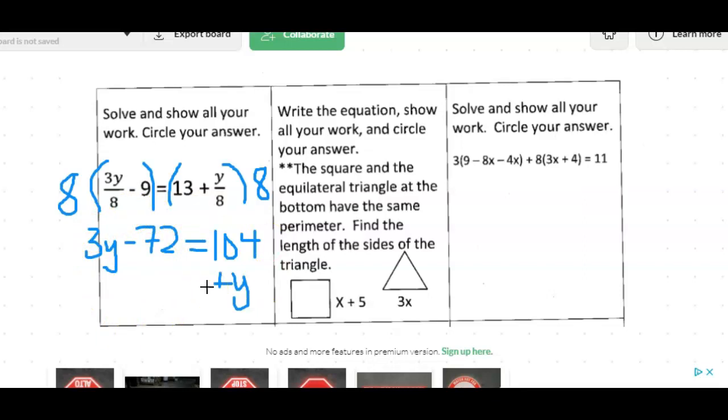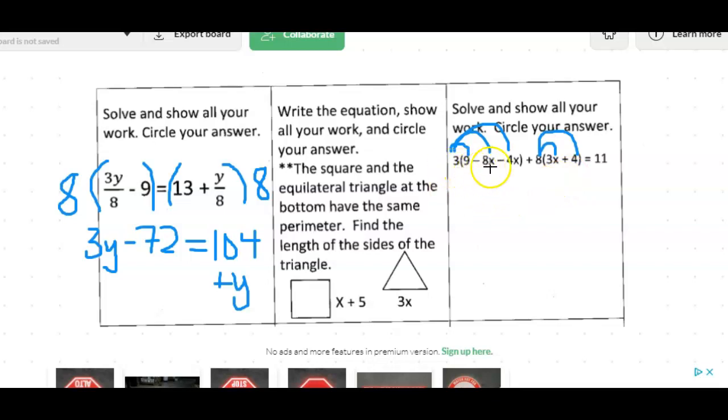Okay, over here, what I have to do is distribute the 3 to this, and then to this, and then to this. So 3 times 9 is 27. Make sure you bring down these negative signs. And then you distribute the 8 to this, and that's multiplying, of course. So that's going to be 8 times 3x, 24x, plus 8 times 4, 32.